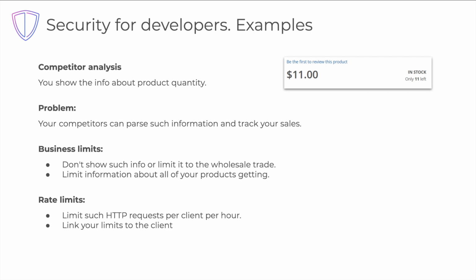Secondly, we can limit the amount of information that can be requested by a user about your products at any one time and log it. An example of a rate limit would be to limit such HTTP requests per hour, per day, per week, or per month. Additionally, you can link the limits to the client session to be able to block such a client.